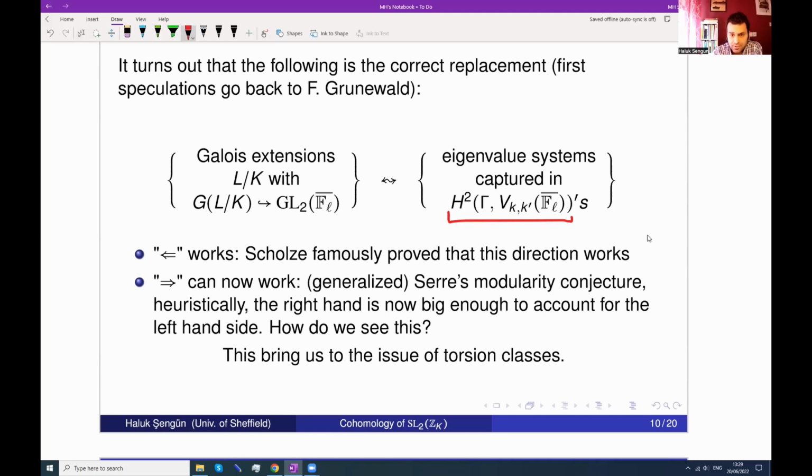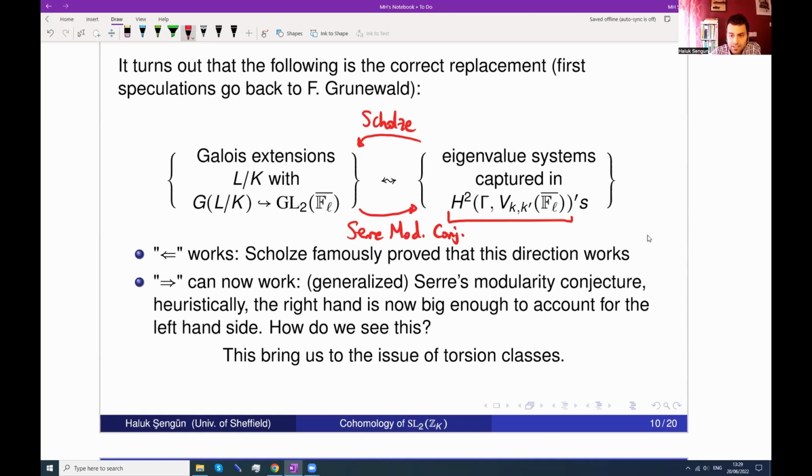So if you put it this way, and basically forget about automorphic forms, but put mod L cohomology on the right-hand side, now how do you even go from right to left? Well, that's the famous result of Scholze. It guarantees that any eigenvalue system captured on the right-hand side will have a mod L Galois representation cutting out something like that on the left. And now the modified version of Serre's conjecture goes this way. Serre's modularity conjecture is now something that lands in mod L cohomology, as opposed to the space of cuspidal Bianchi modular forms.